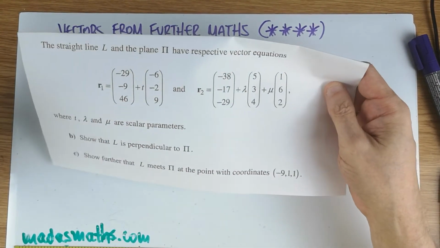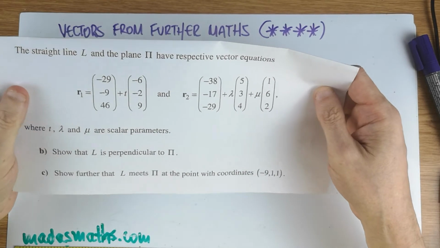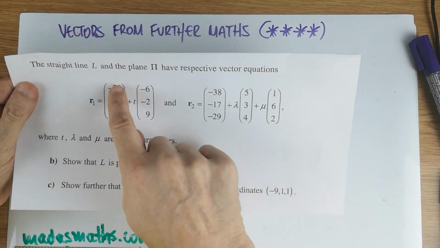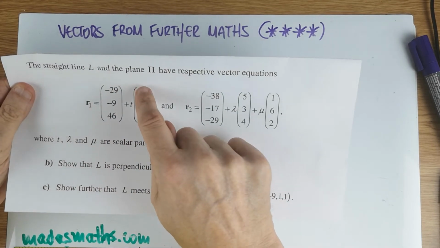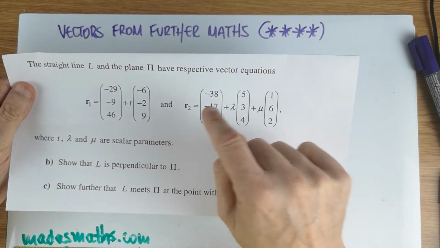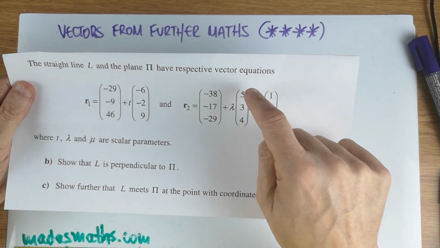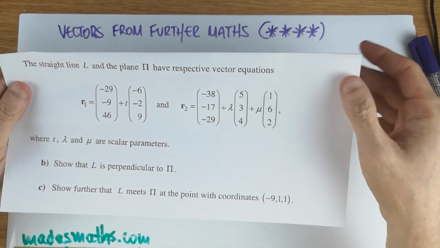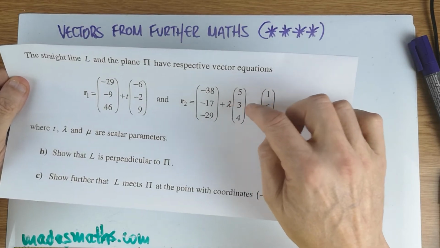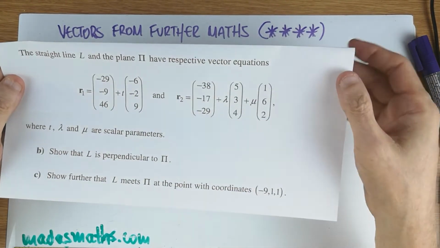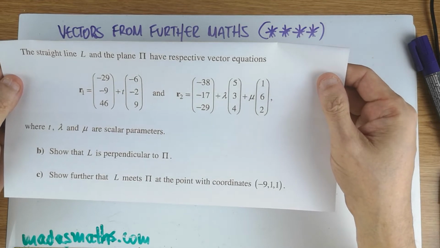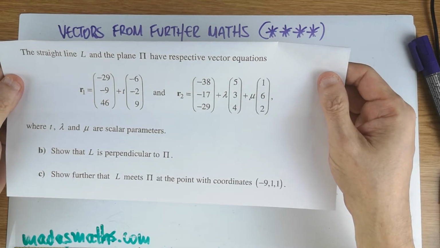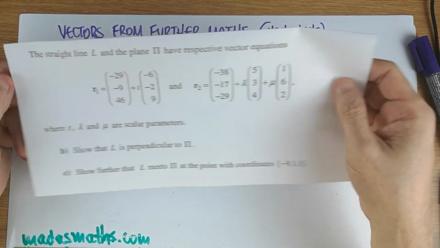The straight line L and the plane capital Pi have respective vector equations. That's your line r1, point on the line plus parameter times direction vector, and the plane is fixed point on the plane plus parameter times a vector on the plane plus another parameter times another vector on the plane, where these two directions are not parallel. Okay, show that the line L is perpendicular to your plane.